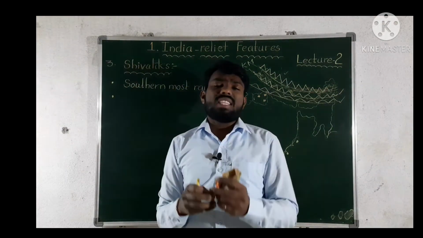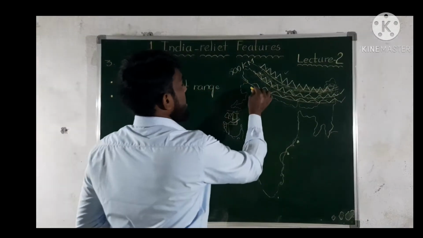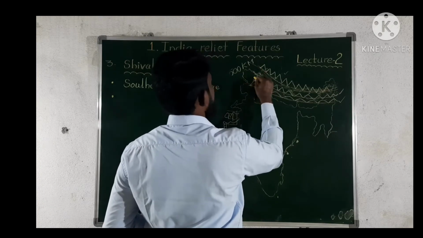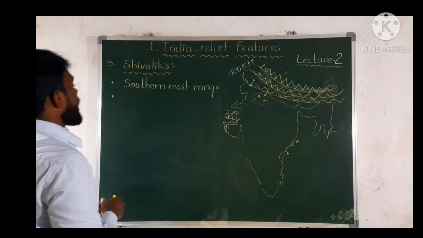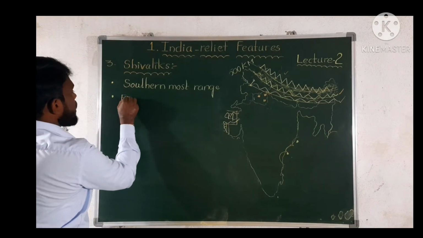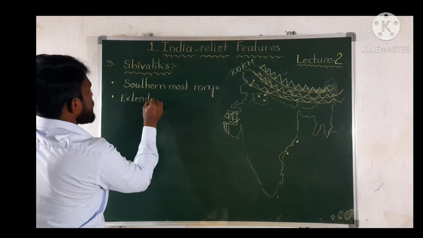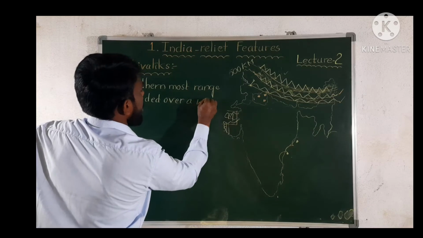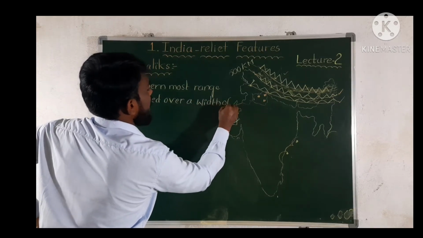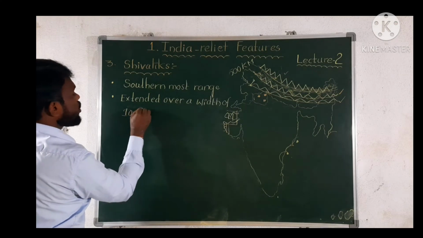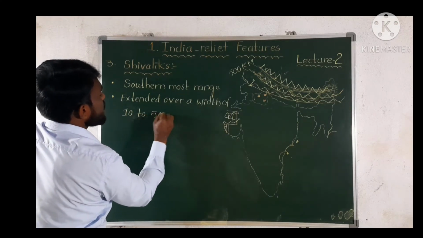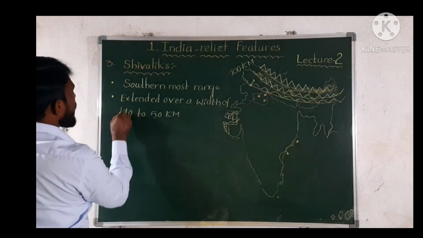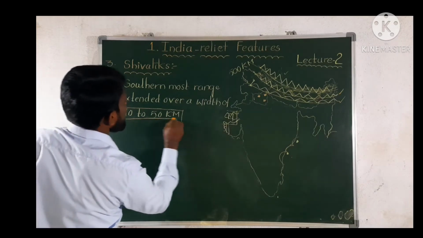They are extended over a width of 10 to 50 kilometers. Shivaliks extend over a width of 10 to 50 kilometers.